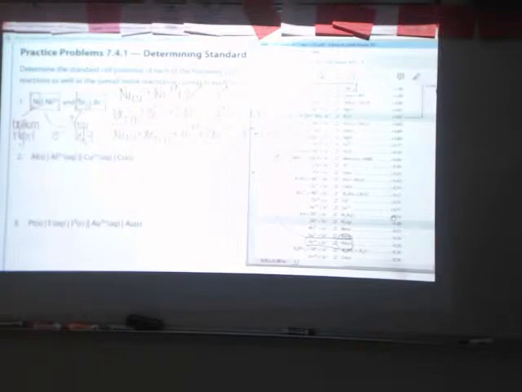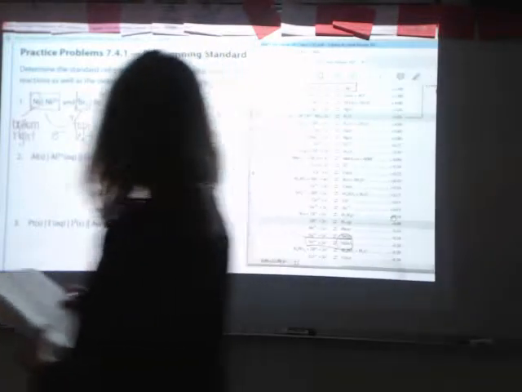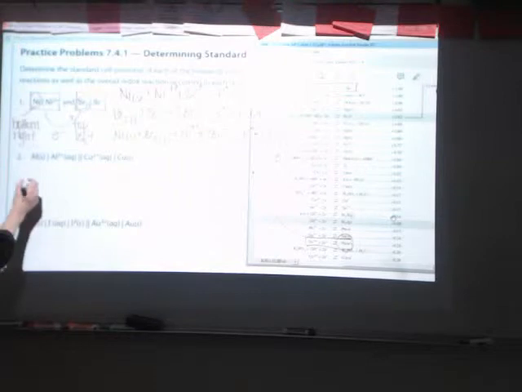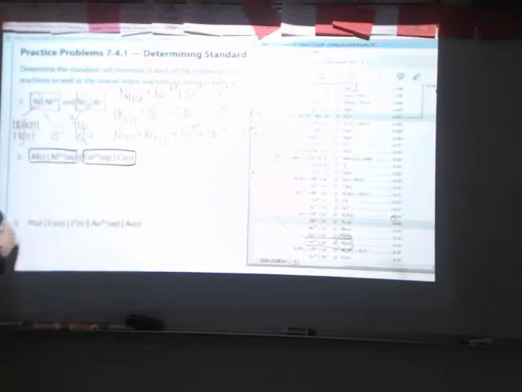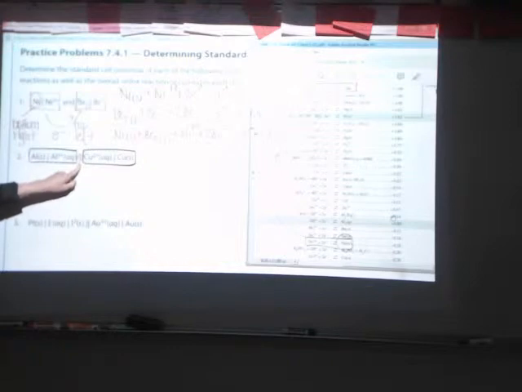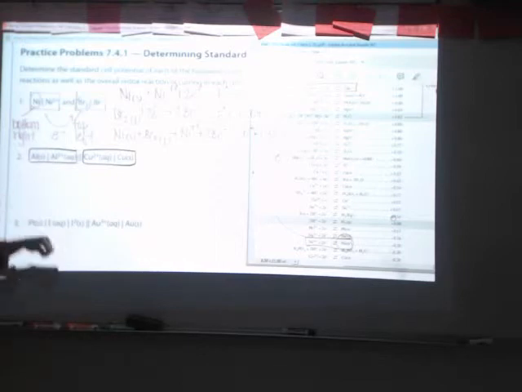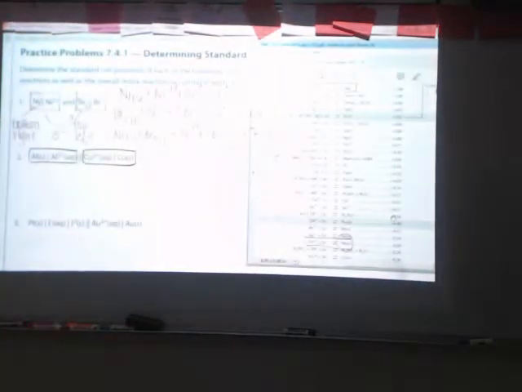Okay. So what I'm going to have you do is number 2. In number 2, they gave you this half cell and this half cell, and it's pretty common for them to put these parallel lines in between the two half cells. So with the person sitting next to you, why don't you come up with the overall reaction and the standard cell potential.